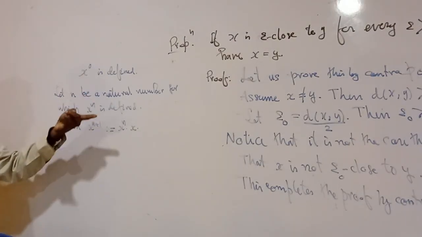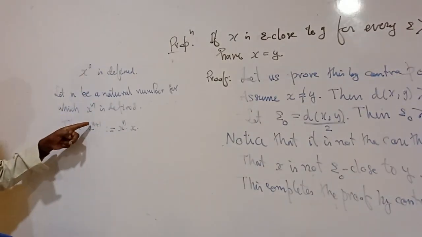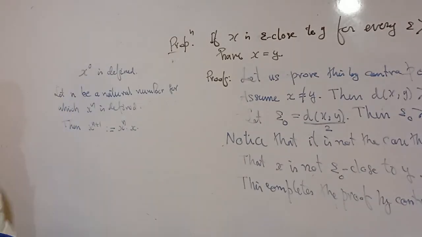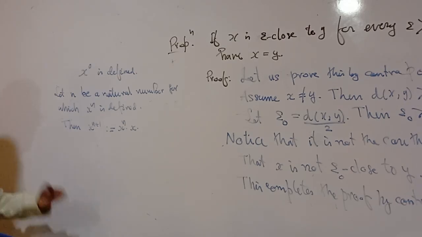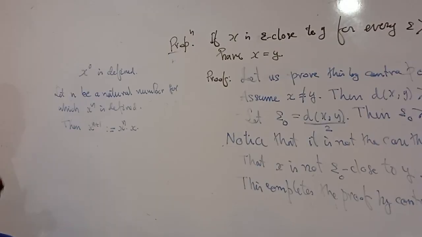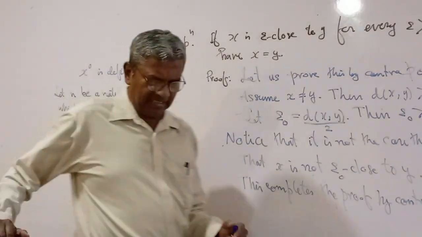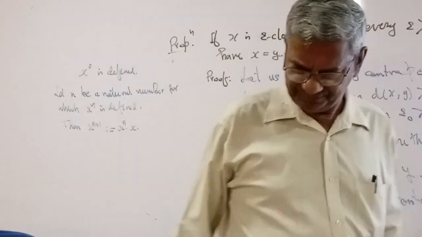Then now x to the 1 is defined. Now if you put 1 here, 1 plus 1 is x to the 1 times x. X to the 2 is defined. Similarly, x to the 3 is defined. X to the 4 is defined. Can you see what I say? X to the 5 is defined. It is going for any n. So these are inductive definitions.